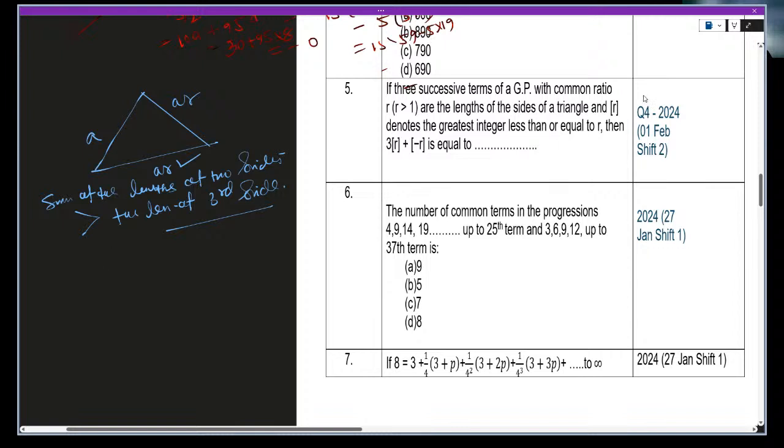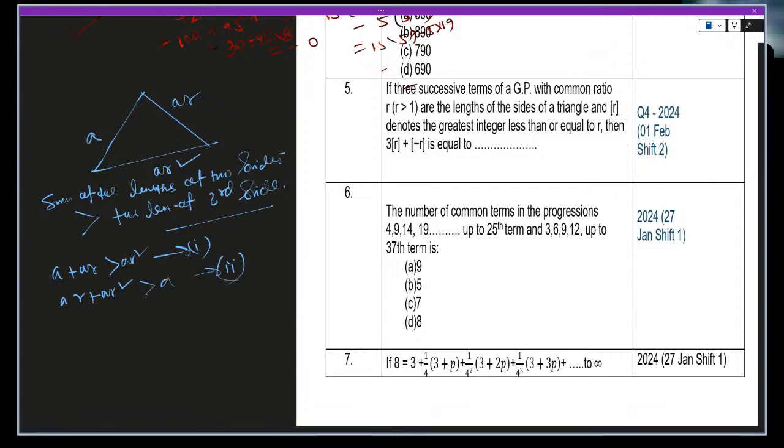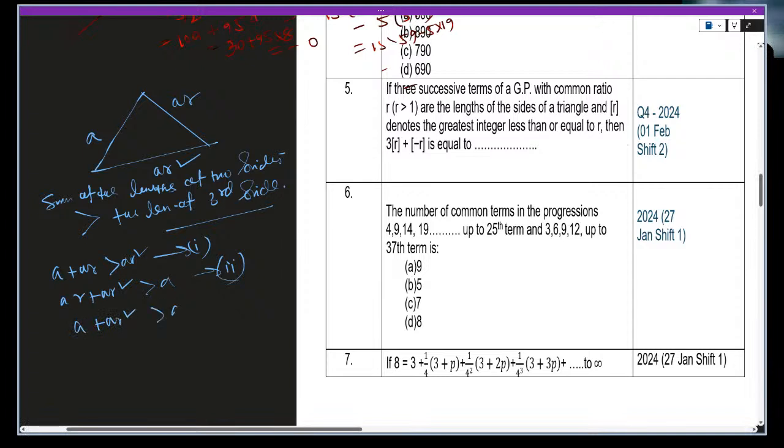Then a plus ar will be greater than ar square. ar plus ar square will be greater than a. Just use it. See what kind of conditions you are getting. An r restriction will come out. Understood? Just use the sum of lengths of 2 sides. What are you getting? ar square. Then ar plus ar square is greater than a. And then a plus ar square is greater than ar. Isn't it?